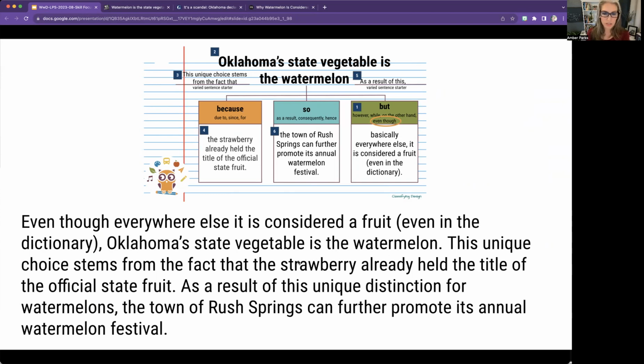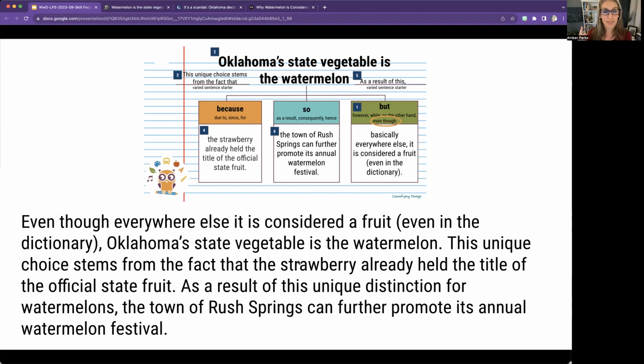As a result of this, we're just going to say this memorable distinction. Let's replace unique with memorable. As a result of this memorable distinction for watermelons, the town of Rush Springs can further promote its annual watermelon festival. So you've got this fantastic short little paragraph. This would impress any teacher in any grade level with complex sentences, with accurate information, and with structures in the sentences that are really interesting to read.